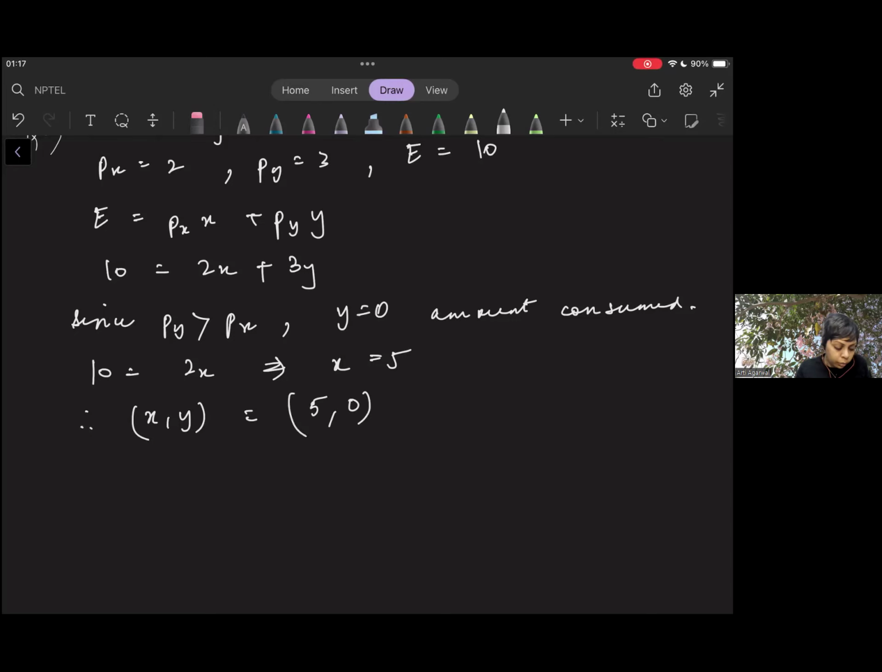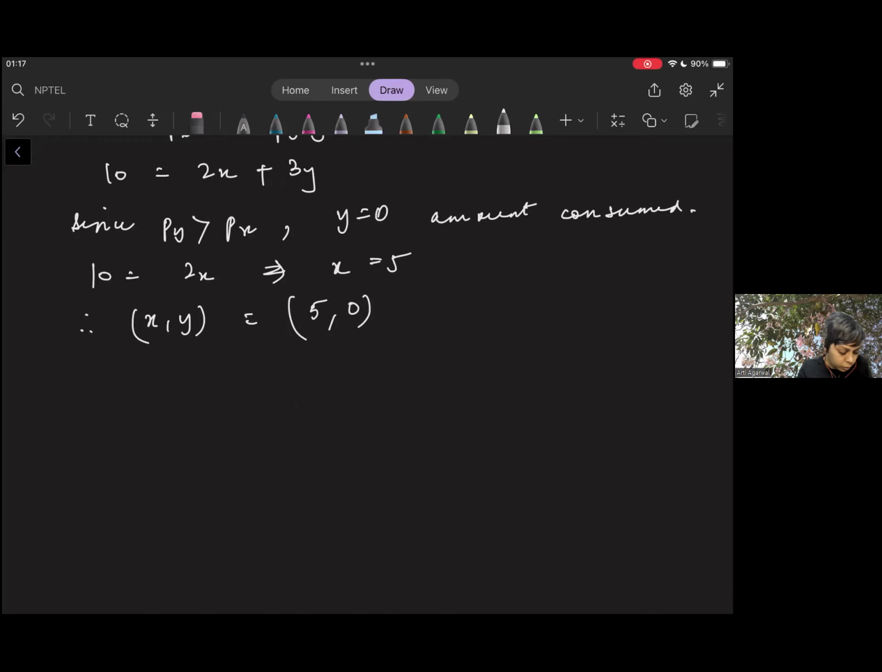All right. Now we increase the price. Now Px is equal to 4. Now we increase the price of X. So first let's talk about the Marshallian demand, and Py is still 3, right? Py is still 3. So what will happen in this case?